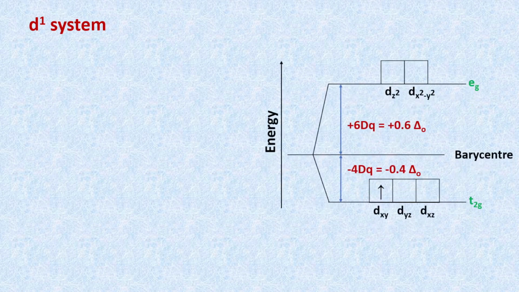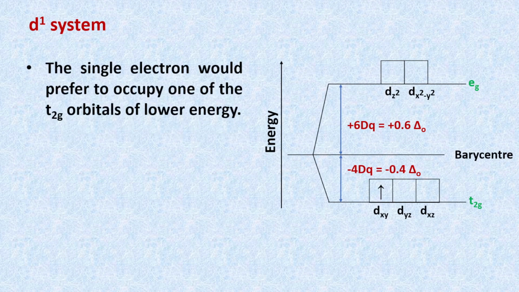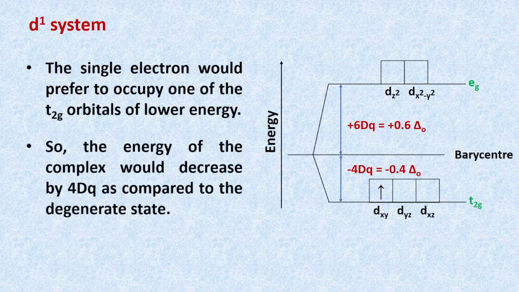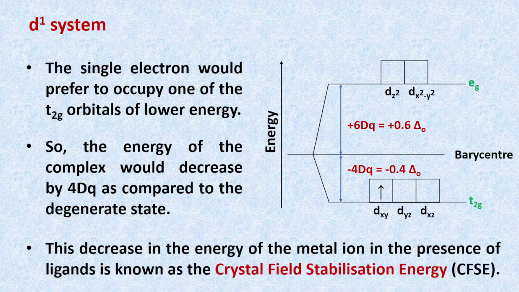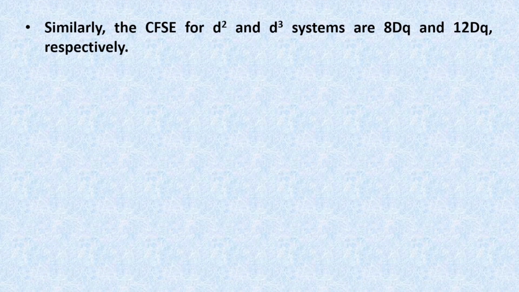Consider the d1 system: the single electron would prefer to occupy one of the three T2g orbitals of lower energy. So, the energy of the complex would decrease by 4 Dq as compared to the degenerate state. This decrease in the energy of the metal ion in the presence of ligands is known as crystal field stabilization energy or CFSE. In d2 and d3 systems, there are 2 and 3 electrons respectively. So they will also occupy the low-lying T2g level. Consequently, the CFSE for d2 and d3 systems are 8 Dq and 12 Dq respectively.